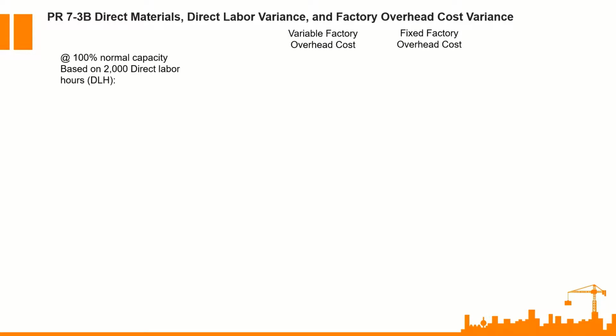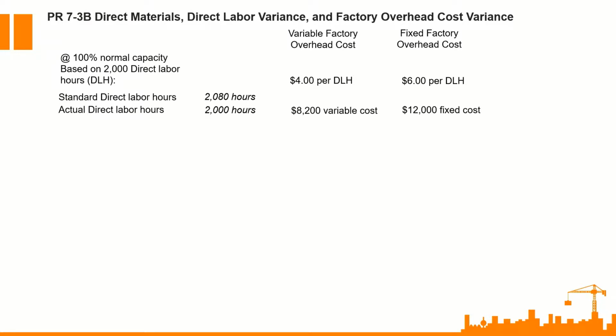Based on the problem, it is given that at 100% normal capacity based on 2,000 direct labor hours, we have our predetermined overhead rates of $4 for variable overhead cost and $6 for fixed overhead cost. Now that's a total of $10 per direct labor hour. That's our predetermined overhead rates. Our standard direct labor hours is at 2,080 hours. Actual direct labor hours is 2,000 hours with corresponding total variable costs and fixed costs. Our actual output is 4,160 tires.